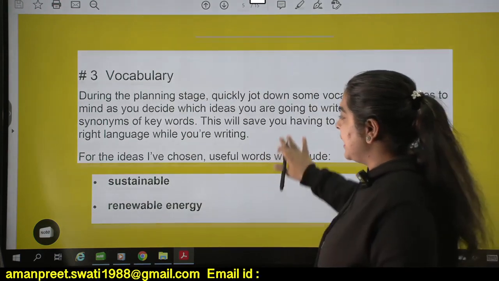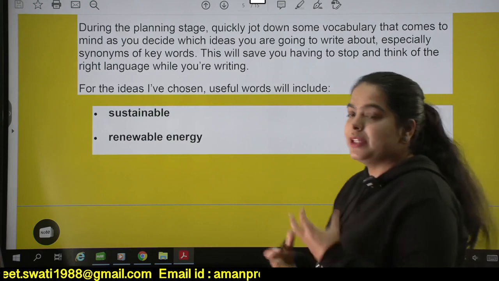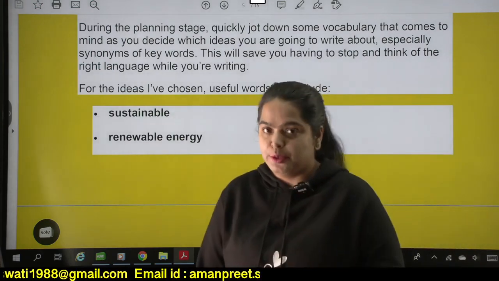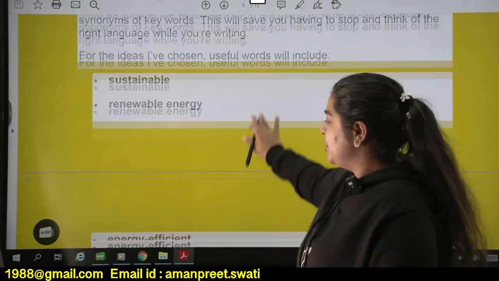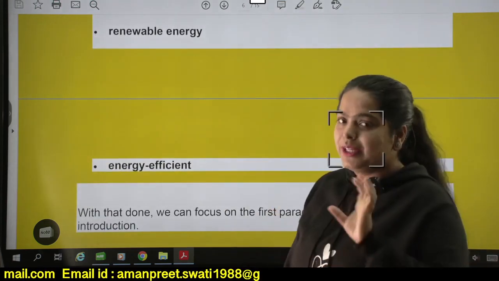Take the word sustainable: you can use energy sustainably over a longer period of time. Renewable energy, energy efficient, these are certain words of vocabulary which you can definitely use.